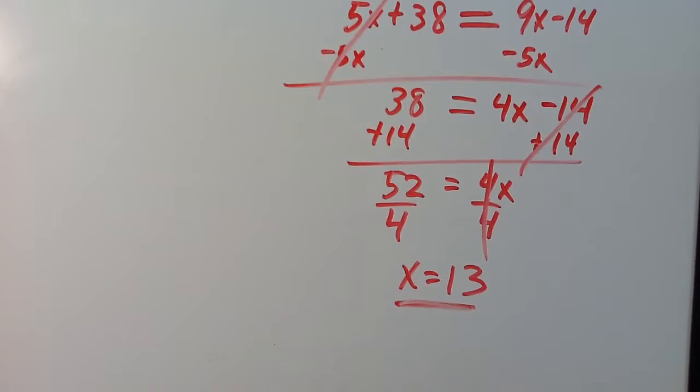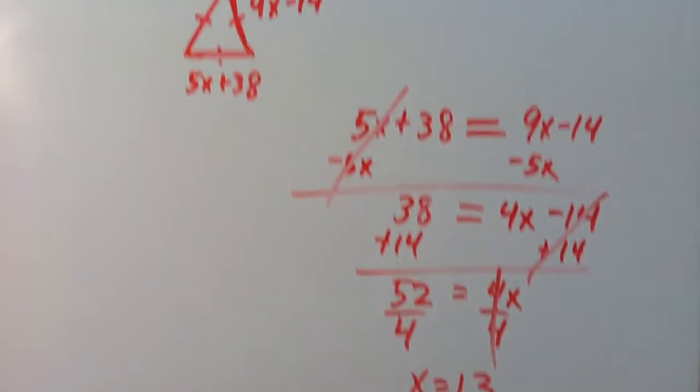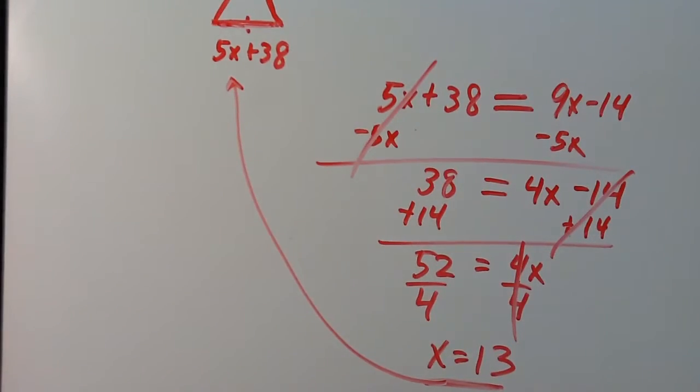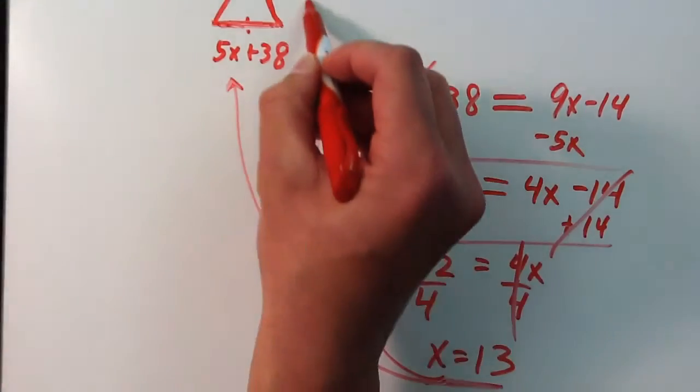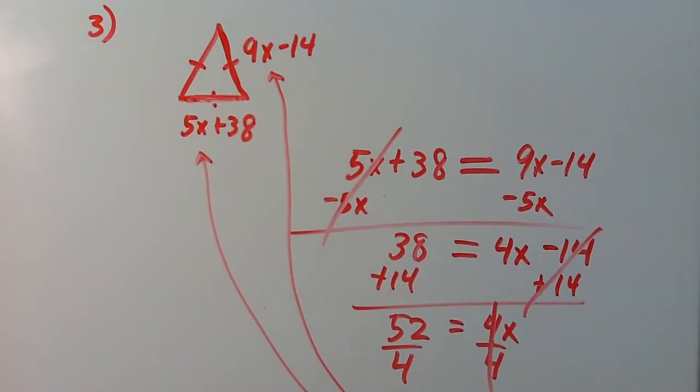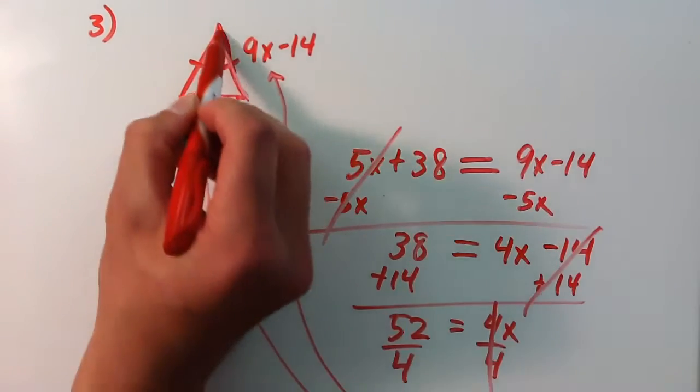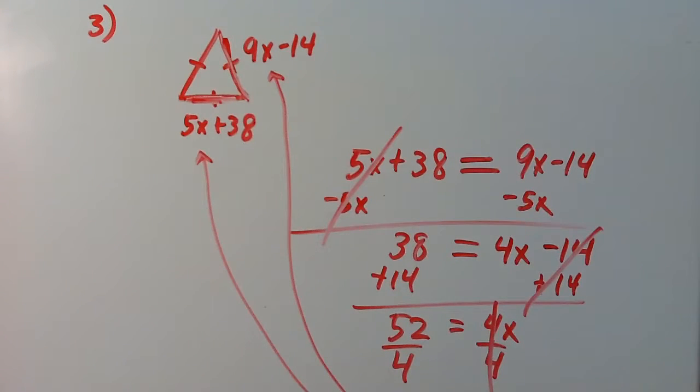And so what I can do to find the length of one of those sides is take this value for x and plug it in either there into the expression 5x plus 38, or I could plug it in to this expression, 9x minus 14. It does not matter which one I pick because, again, this is an equilateral triangle. This side is equal to this side. So no matter which expression I plug it into, I'm going to get the same length for the side because they're all equal to one another. So just to prove that that is true, let me plug it into both expressions and they should both equal the same number.